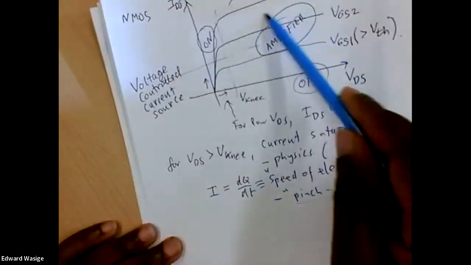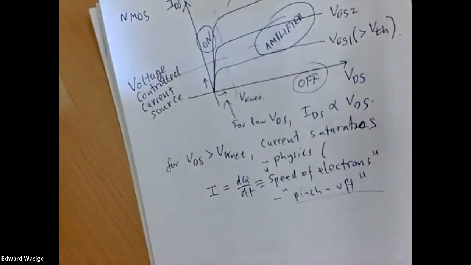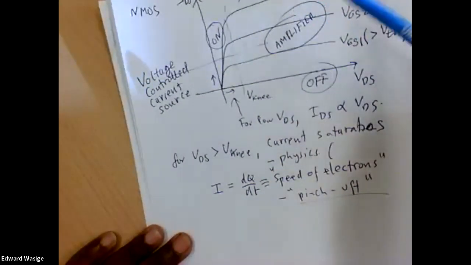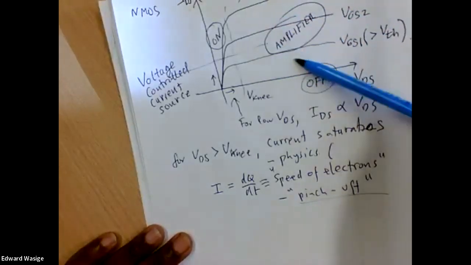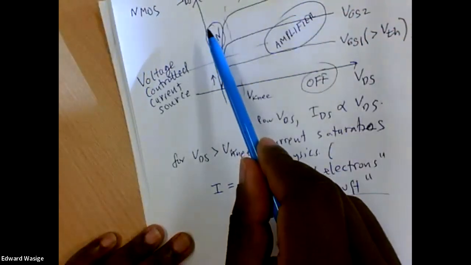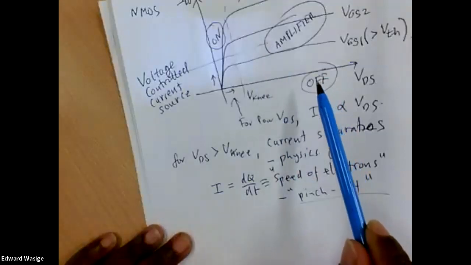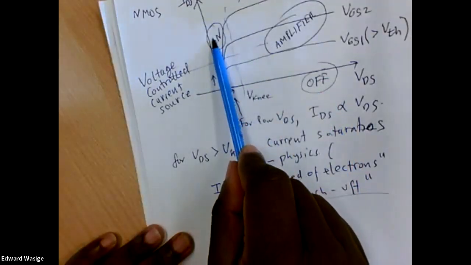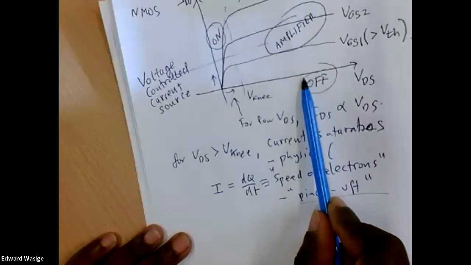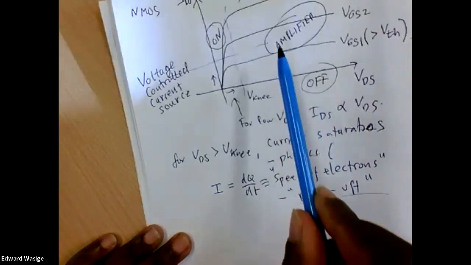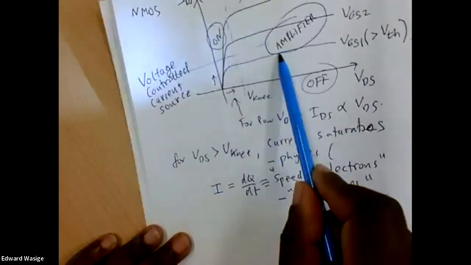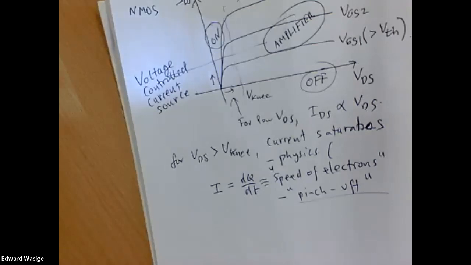And in this region, we can use the transistor as an amplifier. So for analog VLSI, we are using the transistor in this region, while for digital VLSI, it's either on, or it's off with no current going through. For analog VLSI, we're in this region where the transistor works as a voltage controlled current source.